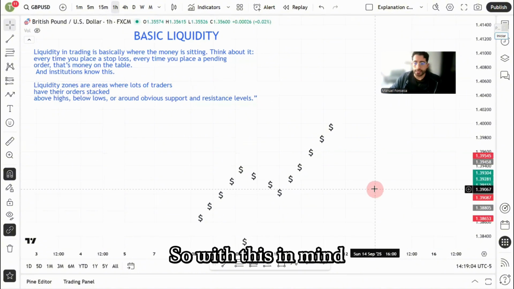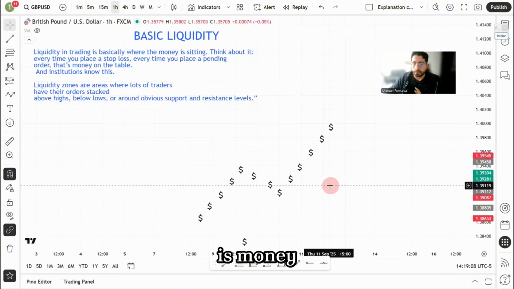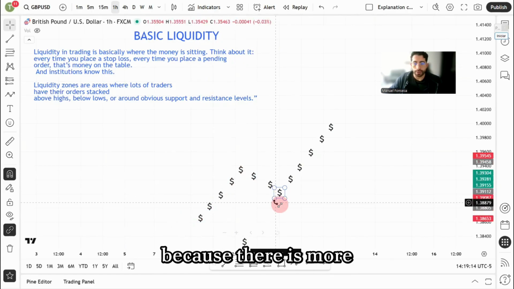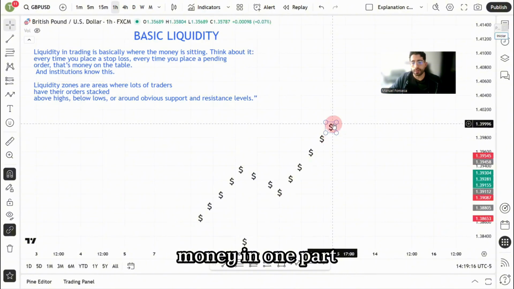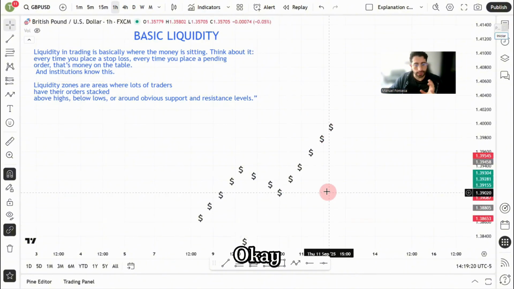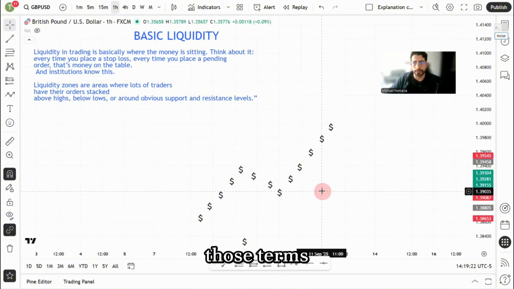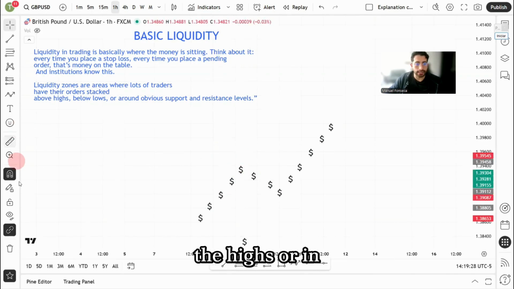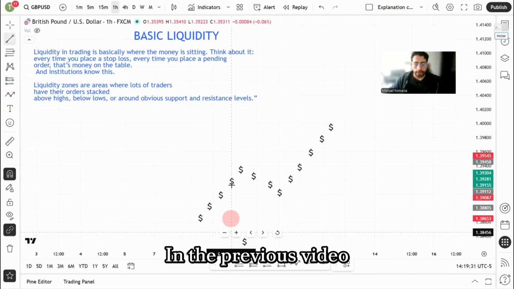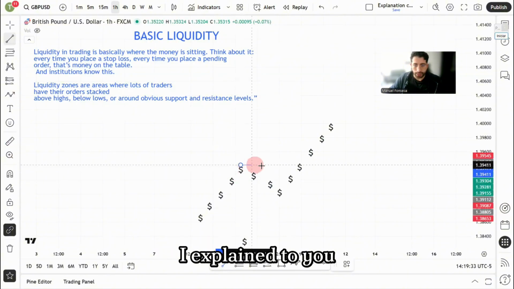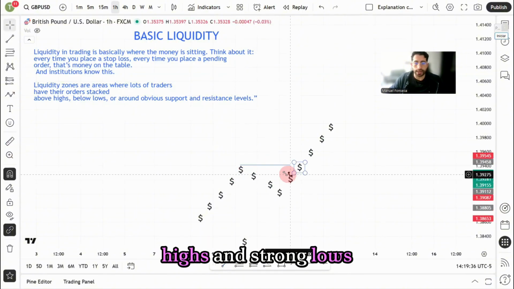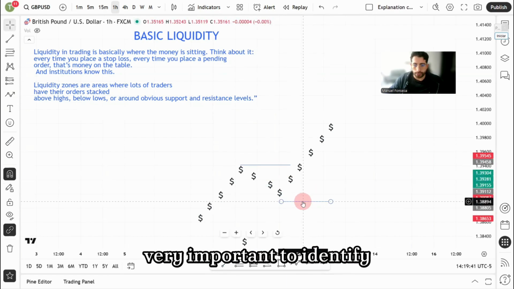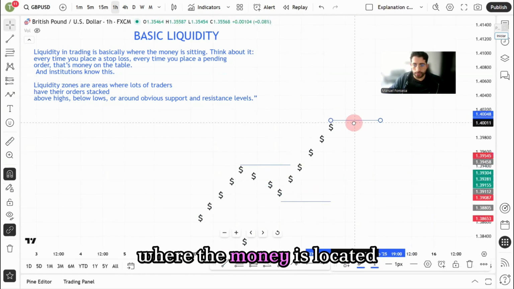Okay, so with this in mind, all the market is money. Practically, it simply moves from one point to another because there is more money in one part. It could be up or down. Okay, let's say it in those terms. So what happens here? Liquidity appears especially in the highs or in the lows. In the previous video, I explained to you how to identify strong highs and strong lows, which are zones that are very important to identify where the money is located.